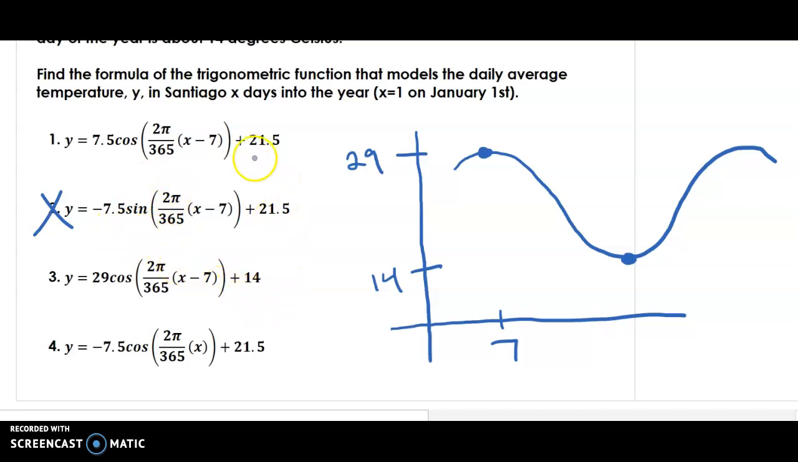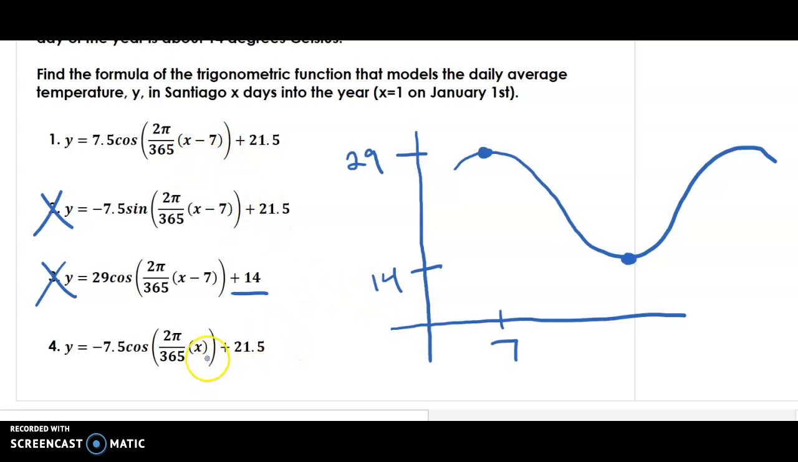Next, when I'm looking at these answer choices, I notice that number 3 has a midline of 14. Based on what I see in my graph and the knowledge that I brought out of this problem, 14 is a minimum. There's no way that 14 is going to be my midline. And so I'm going to cross out option 3 too, because that makes absolutely no sense. Now I'm left with option 1 and option 4.